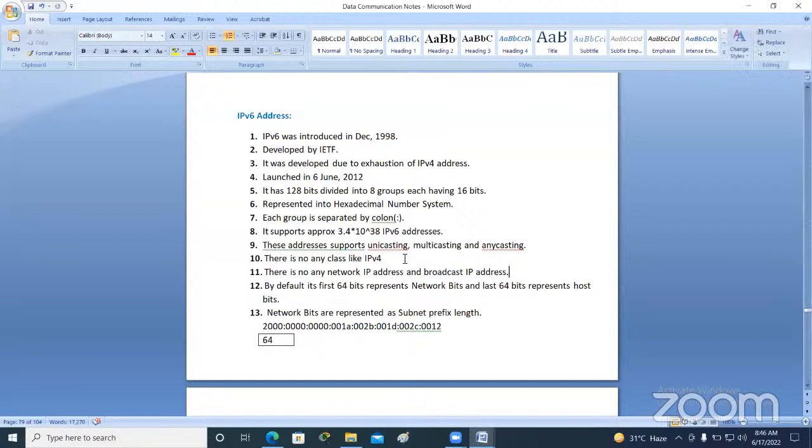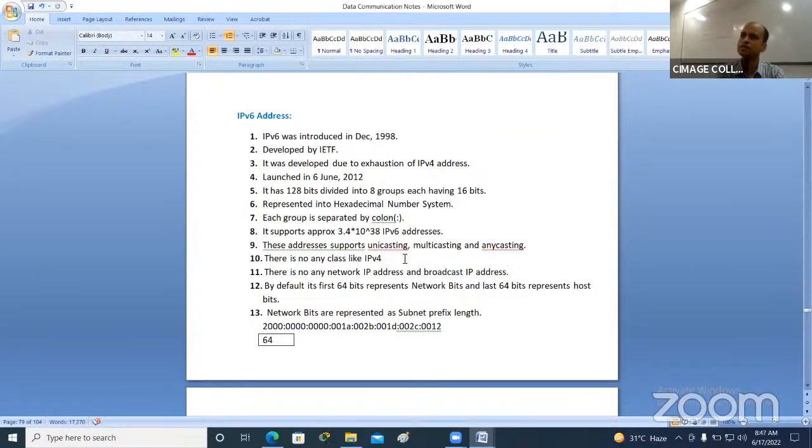Fine. In case of IPv4, as per the class, the number of default network bits and host bits are different. But in case of IPv6, the default network bit is 64 and host bit is also 64. Then total bits are 128.